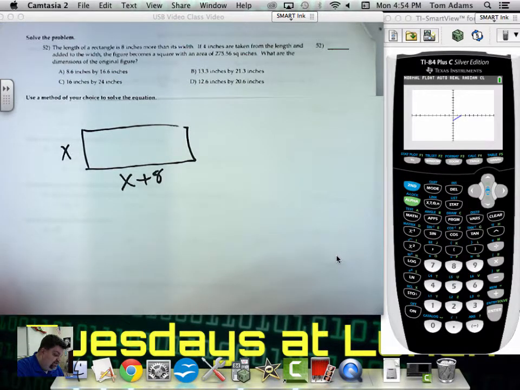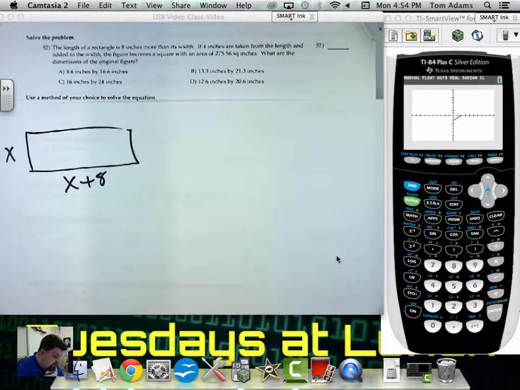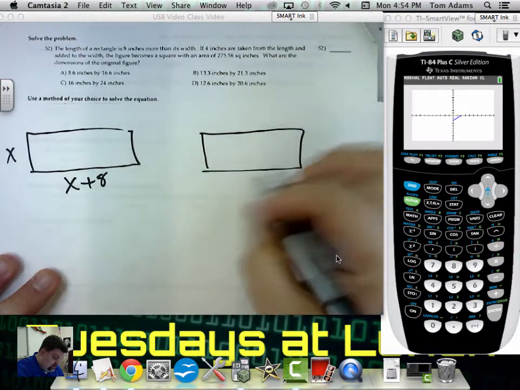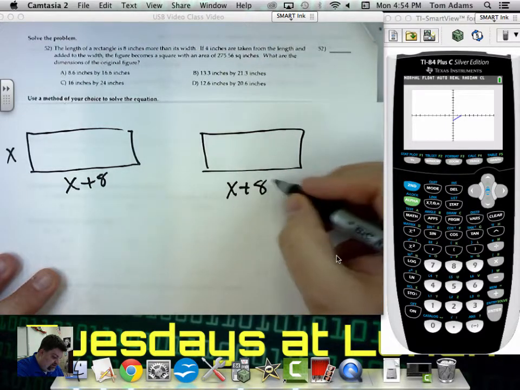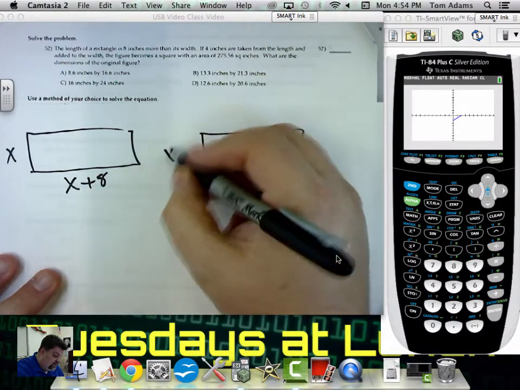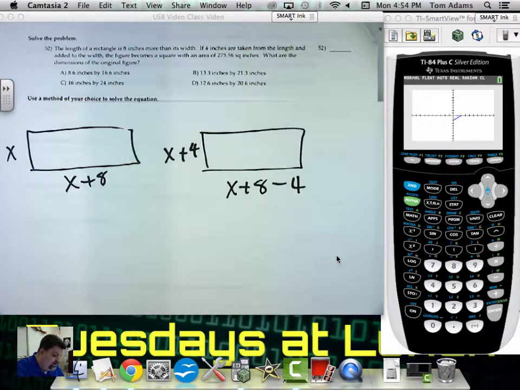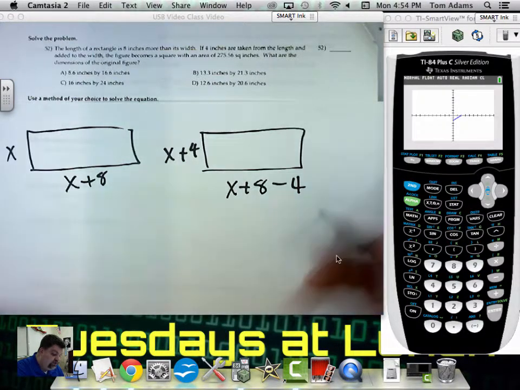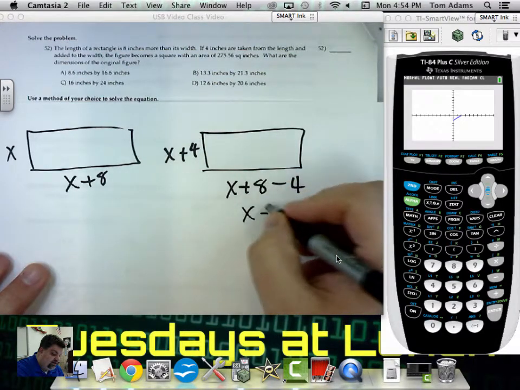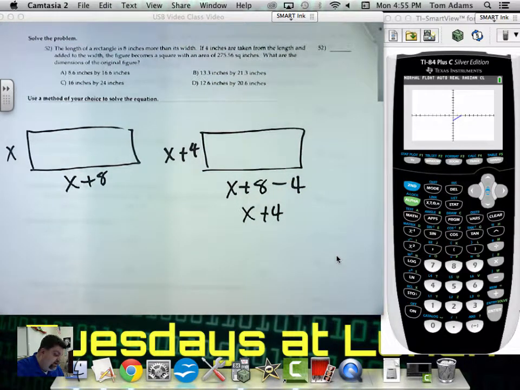All right, so then it says if 4 inches are taken away from the length and added to the width, in other words, I'm going to subtract 4 from the length and add it to the width, then the figure becomes a square, which is true because this actually becomes x plus 4. And the area is 275.56 square inches. What are the dimensions of the original figure?